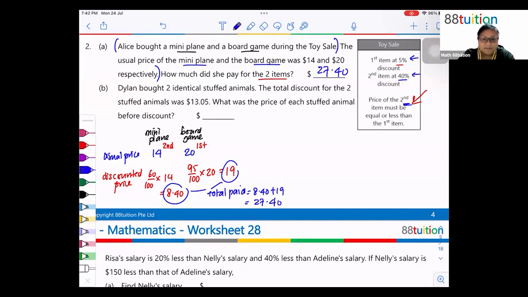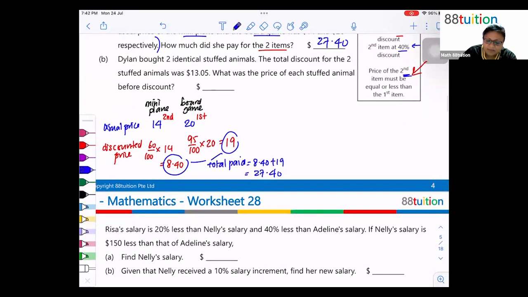Anyone? The information I have is that Dylan bought two identical stuffed animals. So the total discount for the two animals is this. Because they are identical, what can you say about the price? The price is the same. Okay, thank you. Sure, so the price is the same.